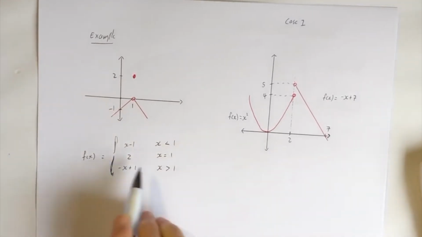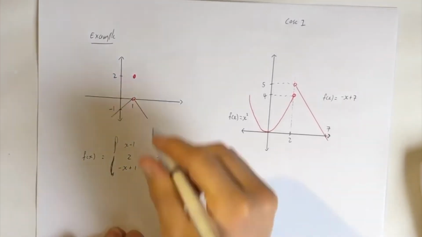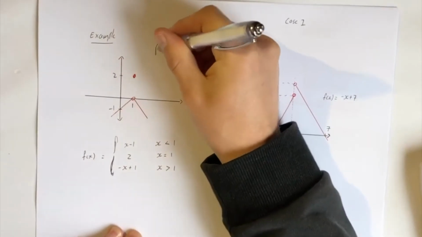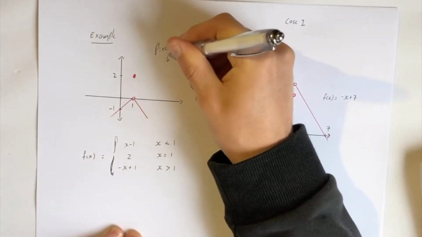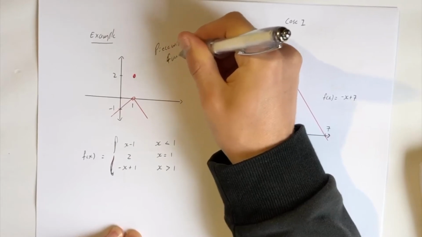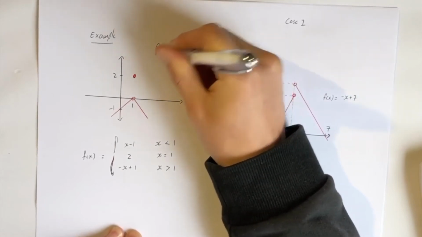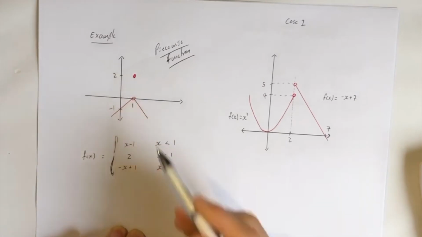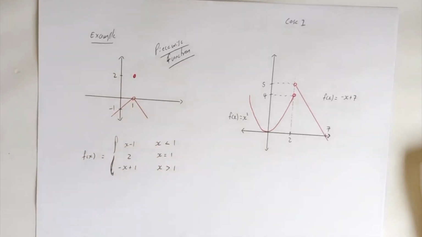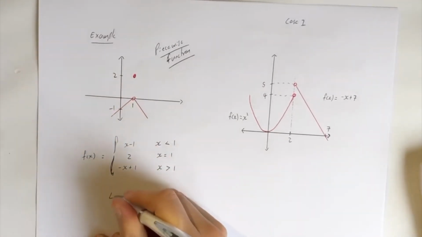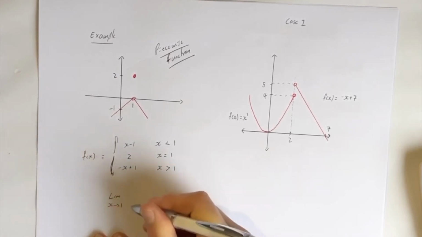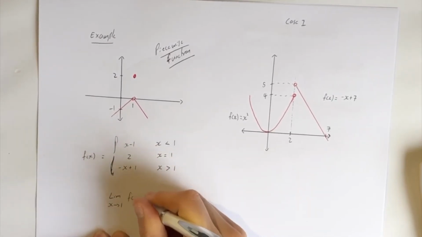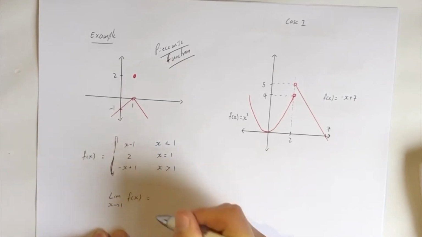And this is how we're going to start defining what is a piecewise function, because it's made of pieces. Okay, so what is the limit as x goes to 1 of this function f of x?